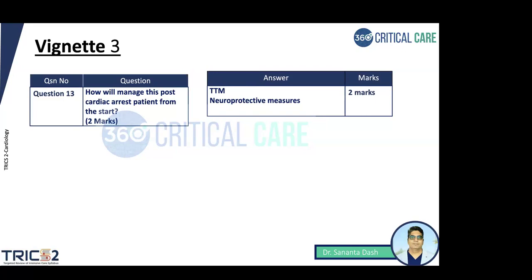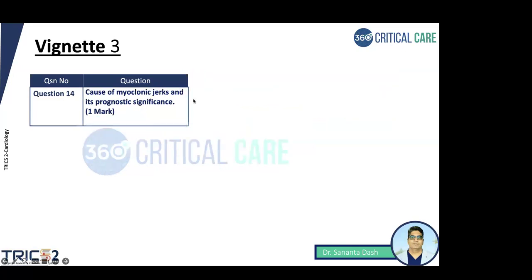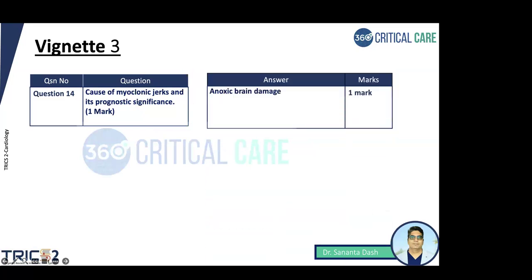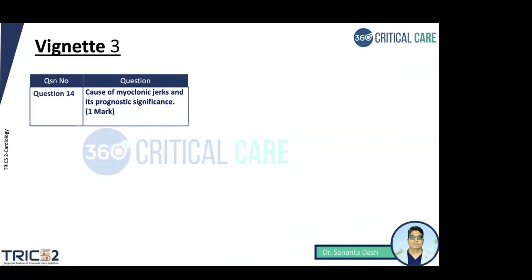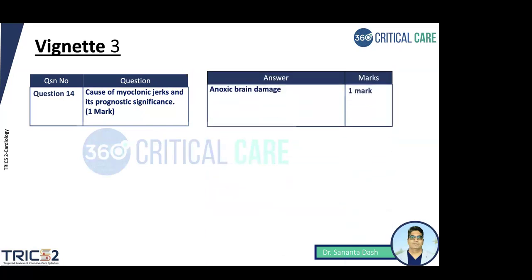Now, causes of myoclonic jerk and its prognostication significance. Anyone who can tell what is the prognosis if the patient has myoclonic jerk? Usually associated with poor prognosis, especially if it is status myoclonus. That's absolutely correct. So if it is status myoclonus, it has a poor prognostic value. If you have only isolated myoclonus, it doesn't count, right? The word is status. Status myoclonus is a poor prognostic indicator.